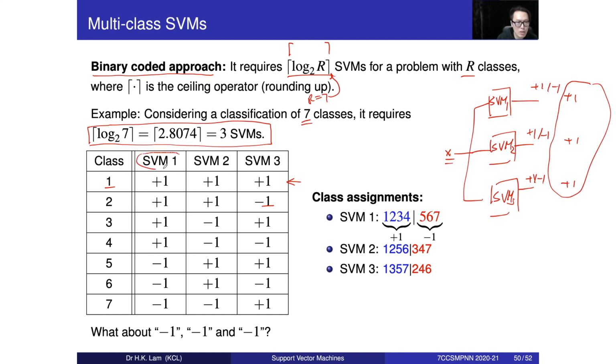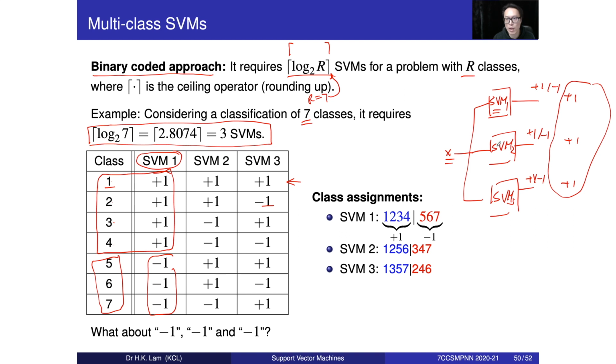Once we have this table, let's take a look at how we design SVM1. SVM1 will generate +1 if the input data belongs to class 1, 2, 3, 4, and it will output -1 if the input belongs to 5, 6, 7. So to train SVM1, we group the data of classes 1, 2, 3, 4 into one group with the label +1, and another group 5, 6, 7 with the label -1. That means relabeling is required.